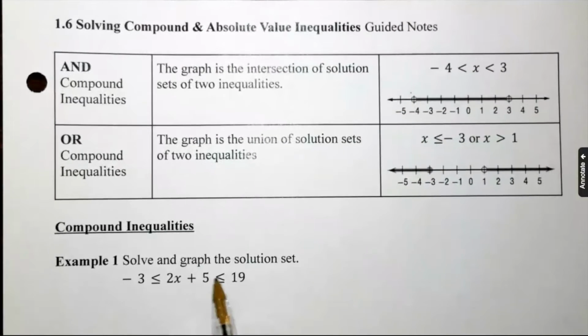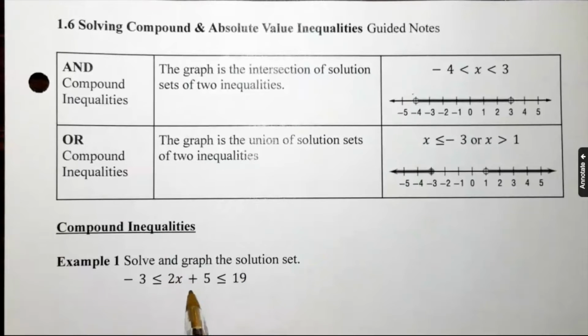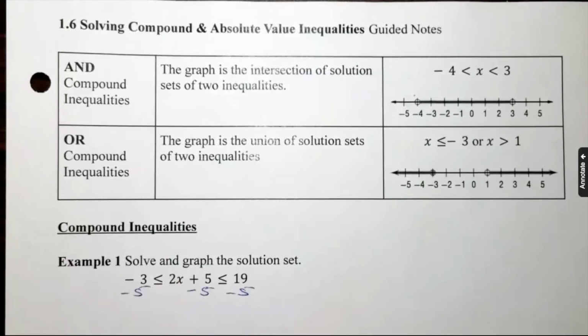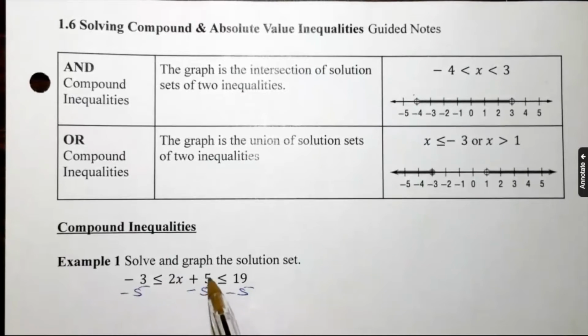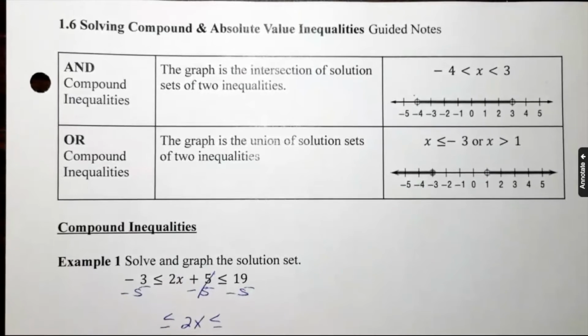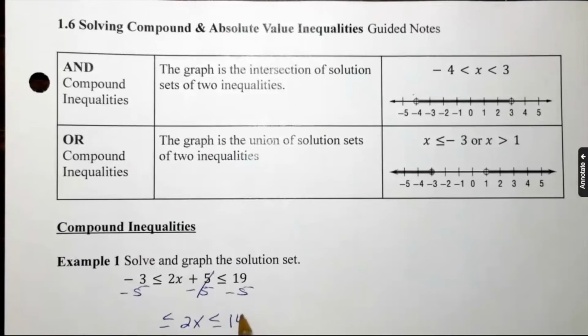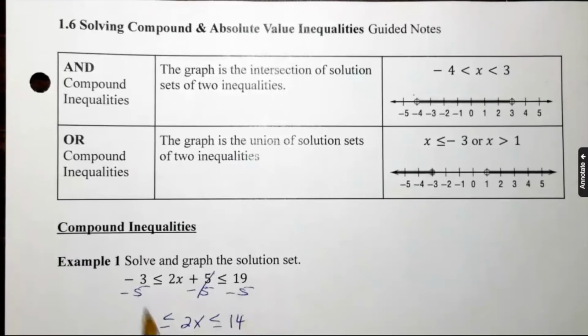Example 1, solve and graph the solution set. You need to focus on where the variable is. We have 2x plus 5. I need to solve this two-step inequality. We still start the same way as an equation. We're going to subtract 5, but this time we need to do it in 3 places. You're going to cancel here. We're left with 2x. Bring down your symbols. 19 minus 5 is 14, and then -3 minus 5 is -8.